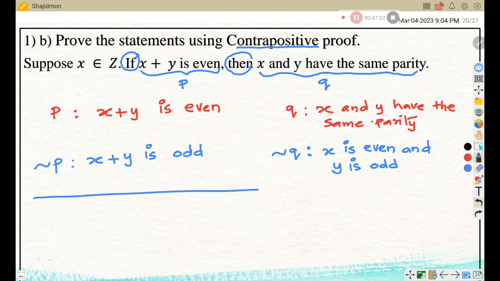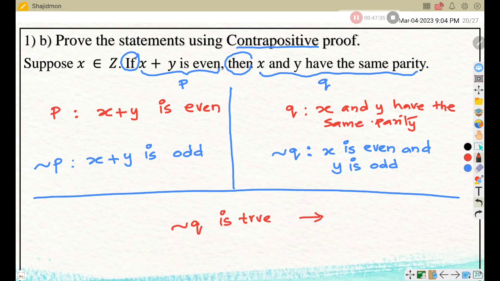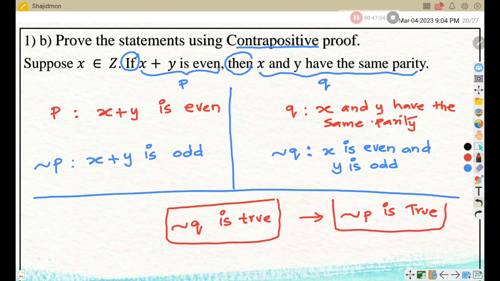Okay. So before starting the question, I wrote what is the negation P and what is the negation Q. Now what we need to prove? First assume negation Q is true, then we need to prove negation P is also true, correct? Negation Q true means x is even and y is odd. From that we need to prove x plus y is odd number, correct? So start from negation Q is true. We need to reach negation P is also true. Okay, so let me start here.